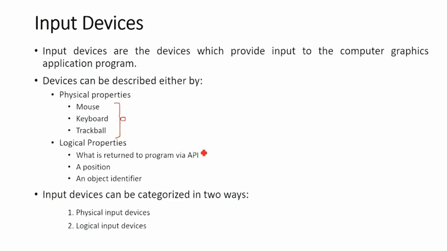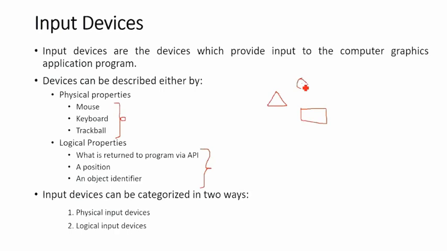Logical property is what your application program sees or receives as an input. It can be a position. When I click here, the application program might get the position of the object, position on the screen or in the world coordinates. Or let us say in my screen I have multiple objects like this. If I click on this object, my application program would have been programmed in such a way that on the click it would get the identifier of the object on which the mouse is clicked. It's more like a pick and drop kind of a thing.